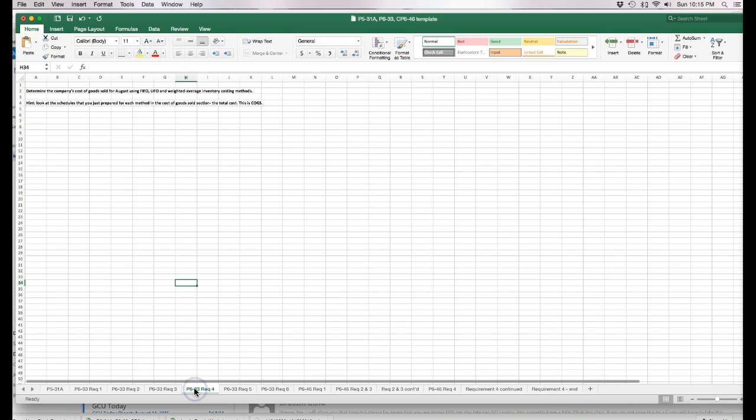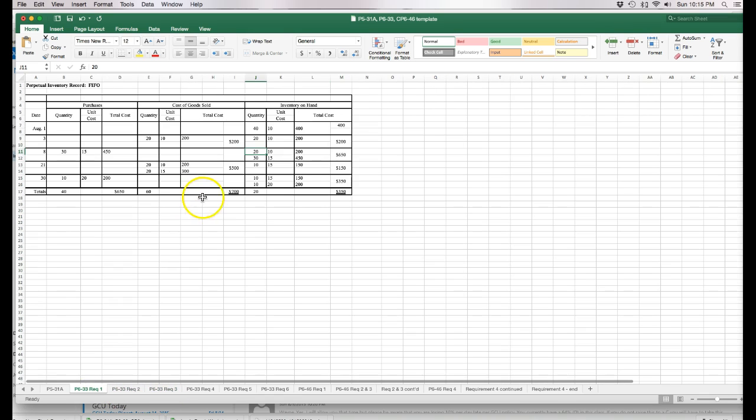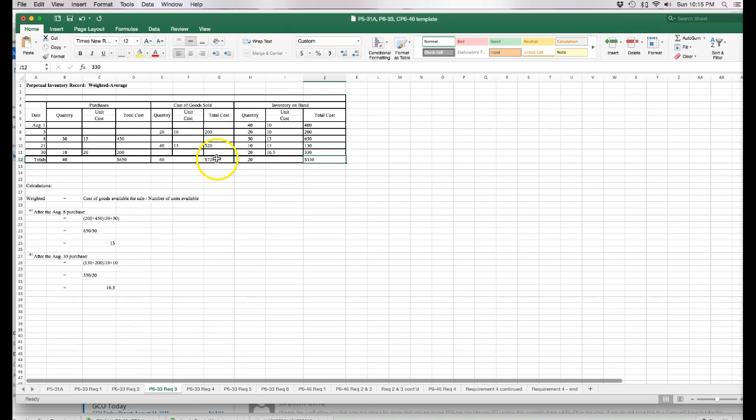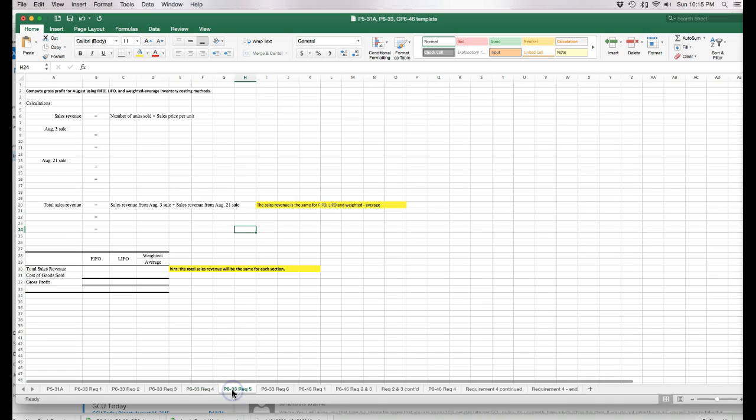So for requirement 4, it's pretty easy. It's just asking you to determine the company's cost of goods sold for the month using FIFO, LIFO, and weighted average. So all you need to do is go back to requirements 1, 2, and 3 and take a look at what the total cost of goods sold was for each of those methods. That's all you have to do in that requirement, is reiterate what the cost of goods sold was.